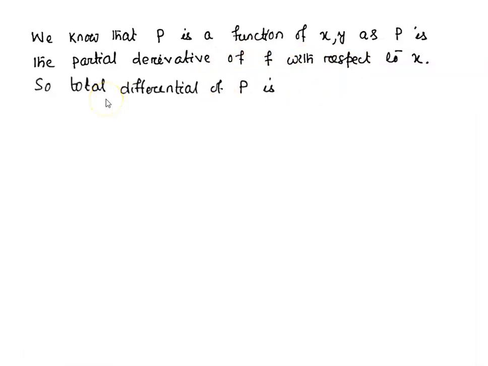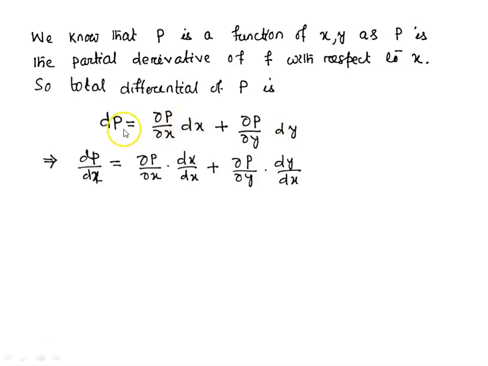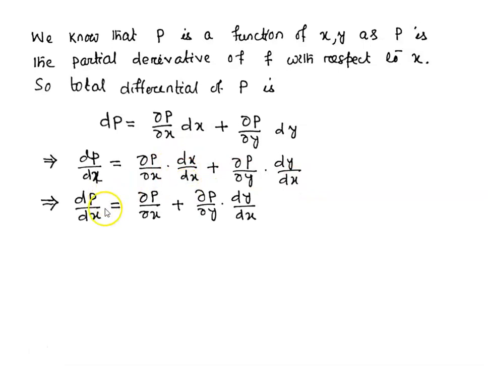So as in the case of total differential, we can find the total differential of p, and the total differential of p is dp is equal to del p divided by del x into dx plus del p divided by del y into dy. Now if we divide by dx on both sides, then we have dp by dx is equal to del p by del x into dx by dx plus del p by del y into dy by dx. This dx by dx becomes 1. So this expression becomes dp by dx is equal to del p by del x plus del p by del y into dy by dx.